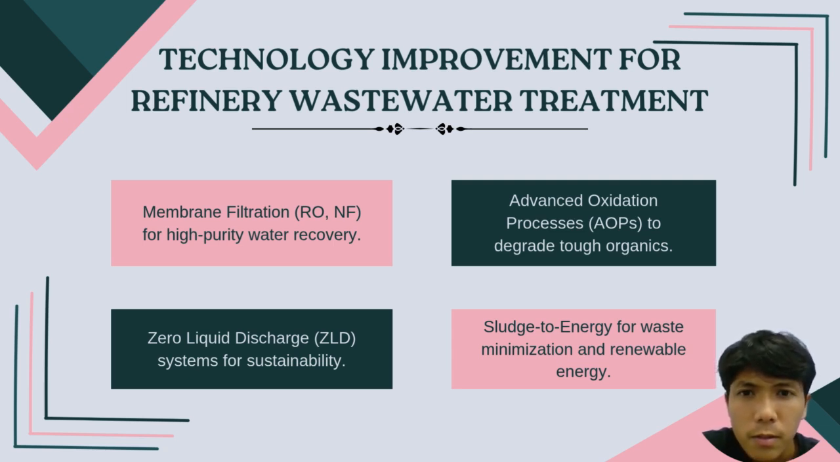So today I'm going to present about technology improvement for refinery wastewater treatment. Okay, the first technology is membrane filtration. It consists of RO and NF. RO stands for reverse osmosis, and NF stands for nanofiltration. This technology efficiently eliminates contaminants like oil, heavy metals, and organic substances. And this system can help ensure wastewater compliance and promote water recycling.